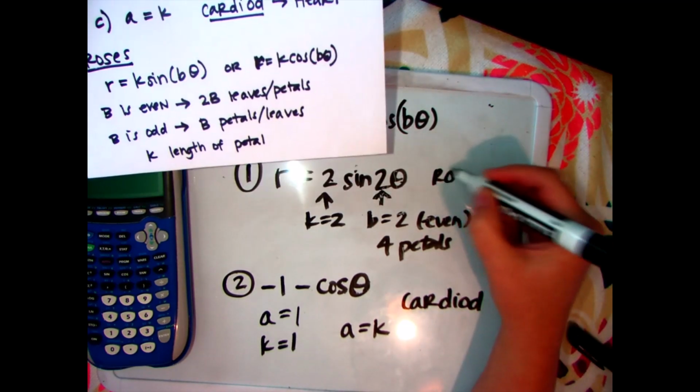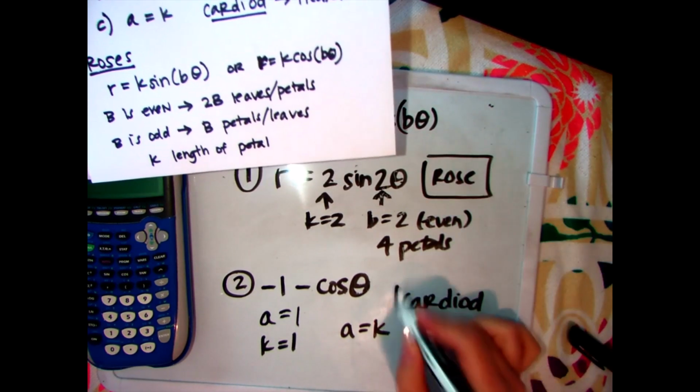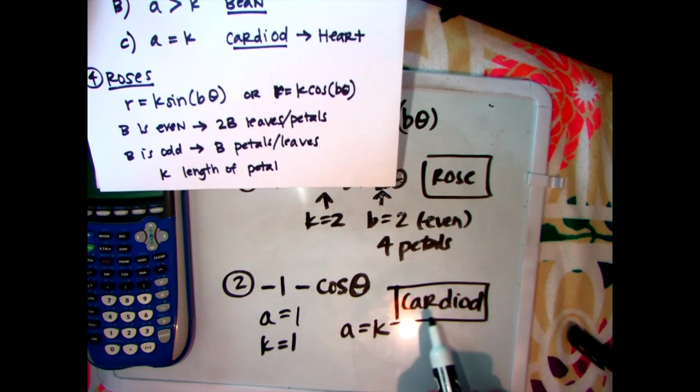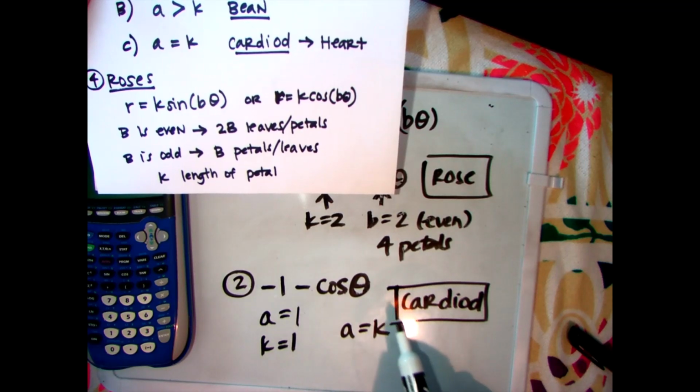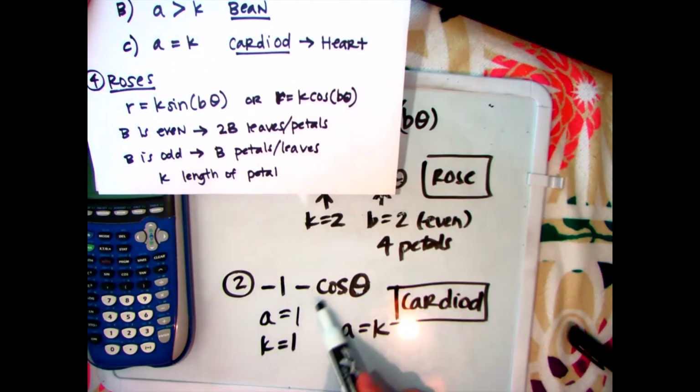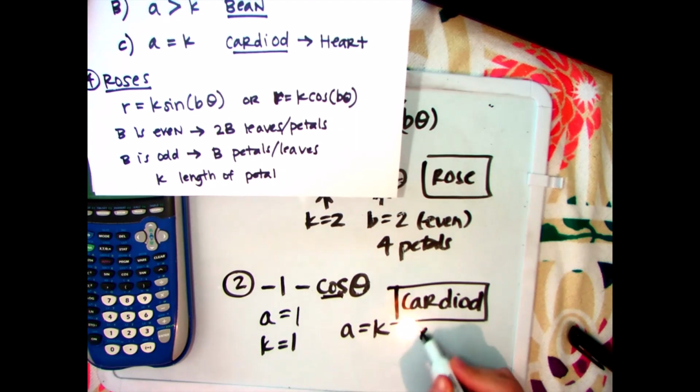All right, this one I didn't write it, but it's a rose. This one is a cardioid. Now, once we've determined what type it is, whenever we have a limaçon, we need to tell what type of symmetry it's going to have. So, because this is using cosine, it's going to have x-axis symmetry.